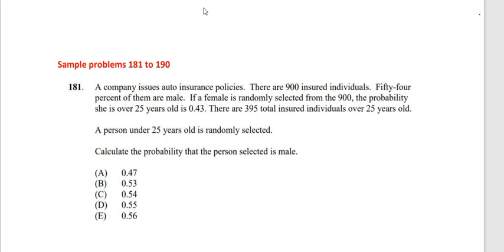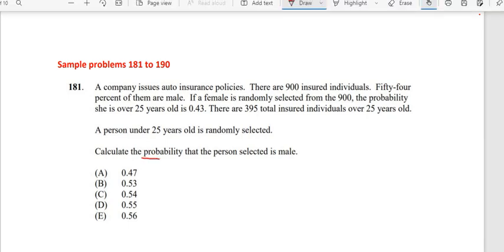For 181, we want to calculate the probability that the person is male. But a person under 25 years old is selected, so this is a conditional probability. We want to find the probability that this person is male under the condition that the person is less than 25 years old.